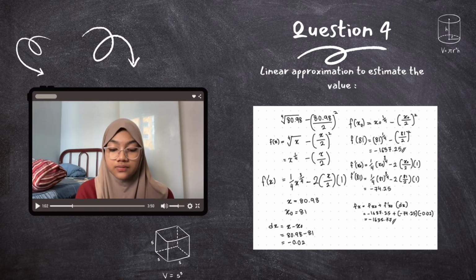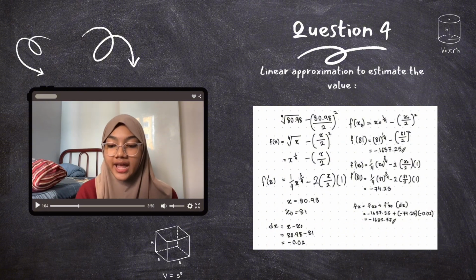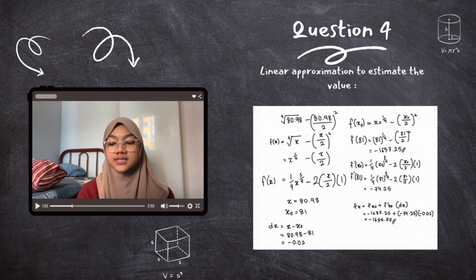We use this formula: dx equals x minus x naught. So 80.98 minus 81 gives minus 0.02. After that, we use the same equations of f(x) and f prime but change x into x naught. We get f(81) equals 81 to the power of 1 over 4 minus 81 over 2 squared, which is minus 1637.25. For f prime, f prime of 81 equals 1 over 4 times 81 to the power of negative 3 over 4 minus 2 times 81 over 2 multiplied by 1, which equals minus 74.25.